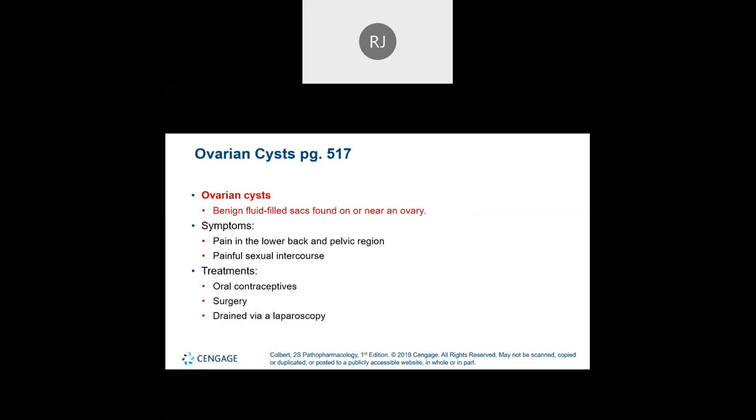On page 517, it talks about the ovarian cyst, which is a benign fluid-filled sac found on or near an ovary. And remember, benign is non-cancerous. And some of your symptoms may include pain in the lower back and pelvic region. And then your treatments are listed on the screen.